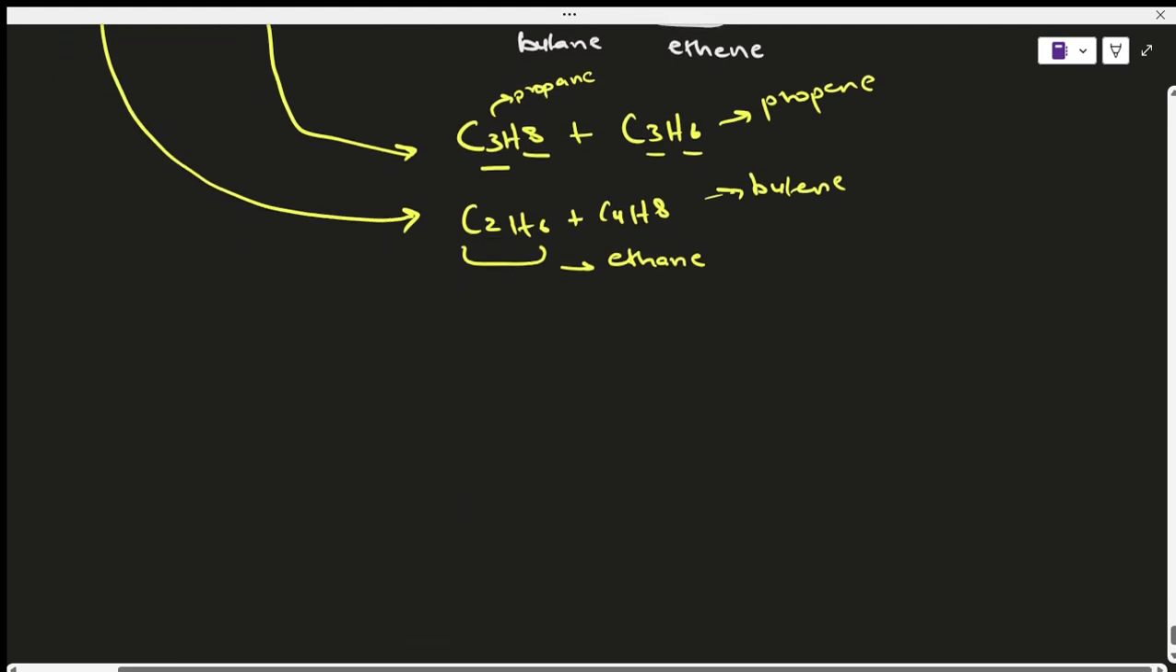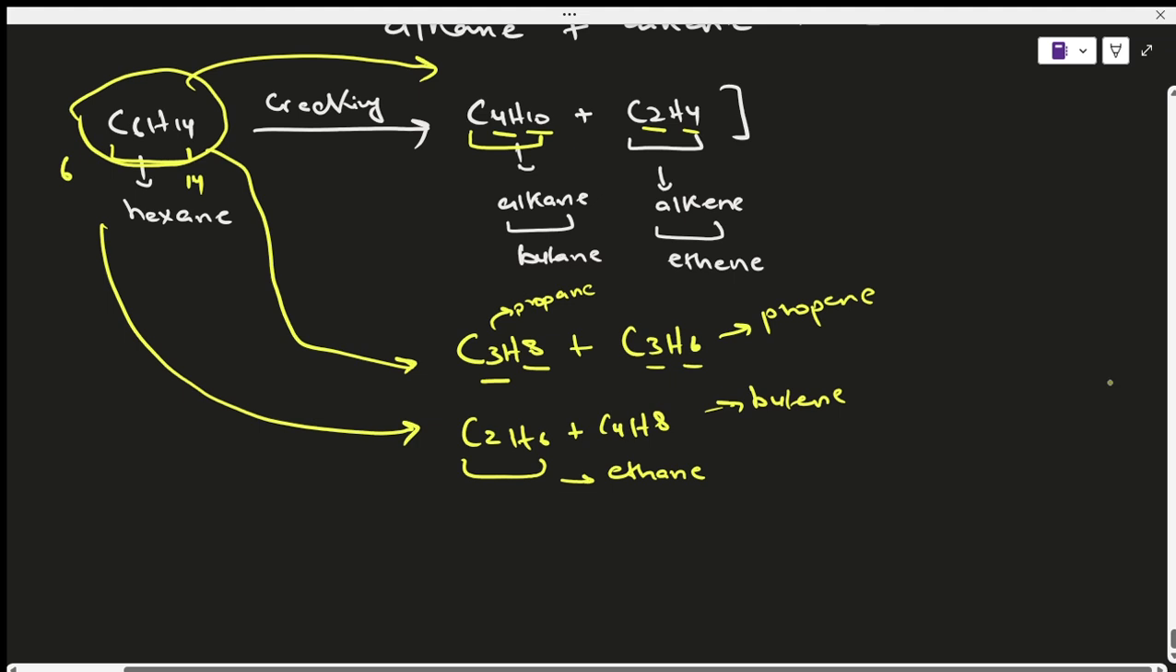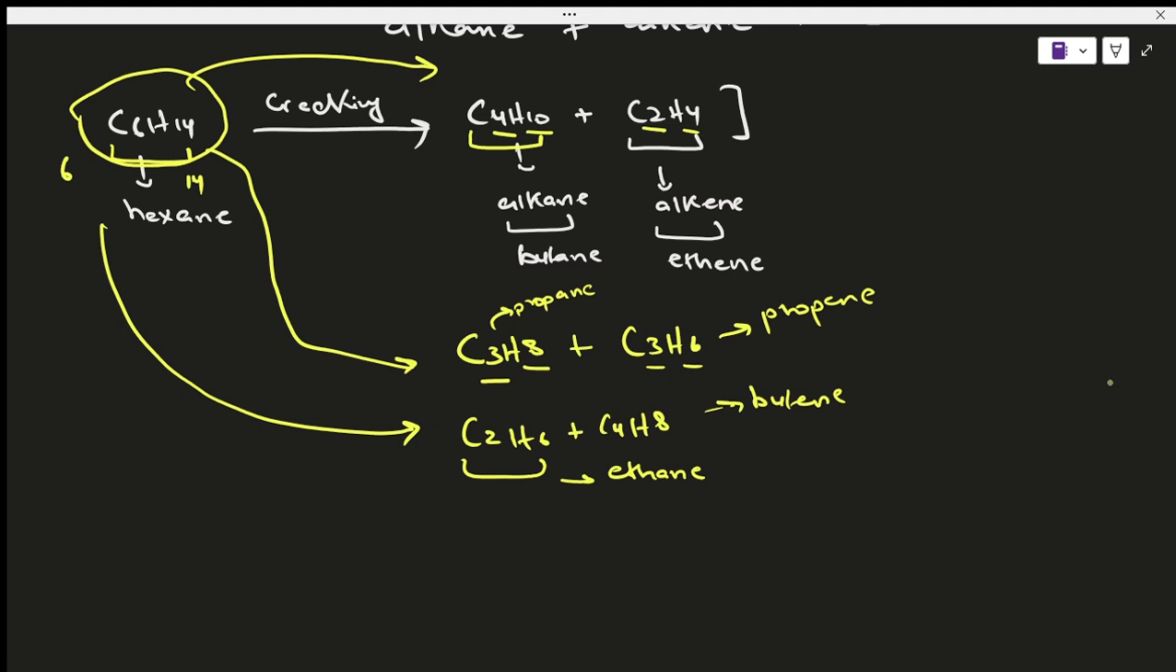And one more thing that I missed in this: this process of cracking does not happen without any reagent. So here you're going to need a catalyst. You're going to need 1 atmospheric pressure, and you will also need 500 degree to 700 degree centigrade of temperature, high temperature. This is how this reaction is going to take place.